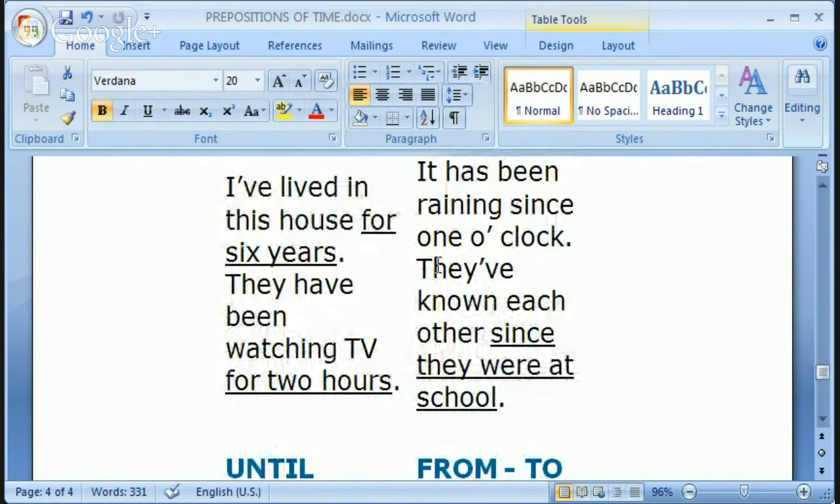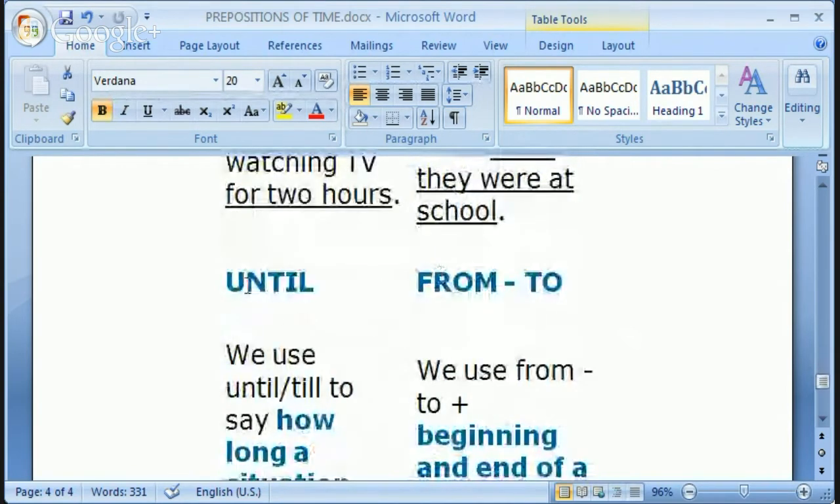Andre, I would like you to try making a sentence with until or till.